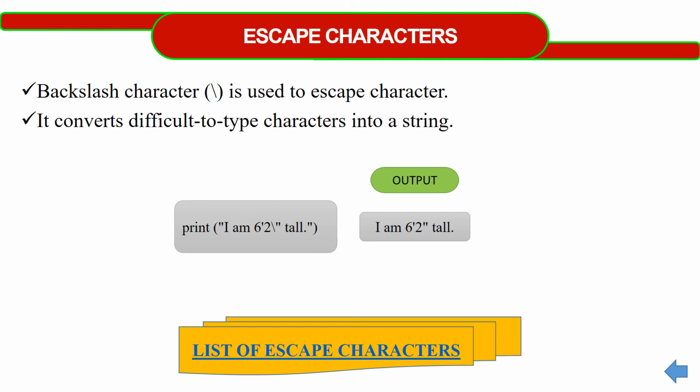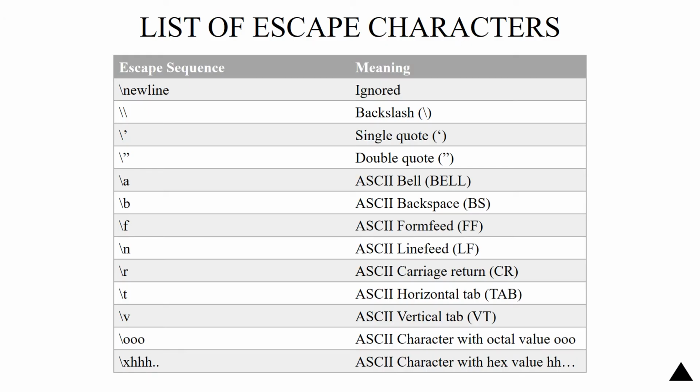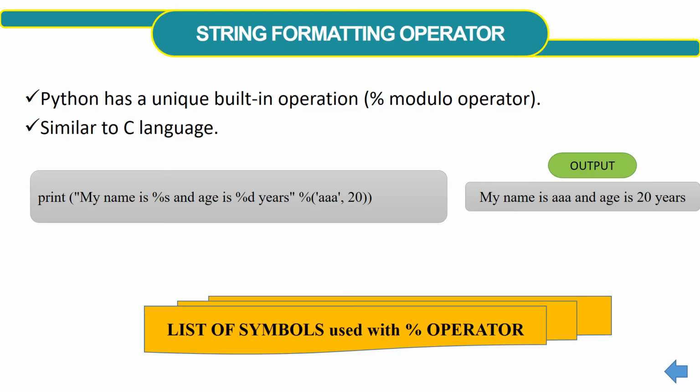Some of the list of escape characters is shown here. The characters are: newline \n, single quote \', double quote \", ASCII bell, ASCII backslash, ASCII form feed, line feed, carriage return, horizontal tab, vertical tab, character with octal value \ooo, and character with hex value \xhh. So these are some of the escape characters.